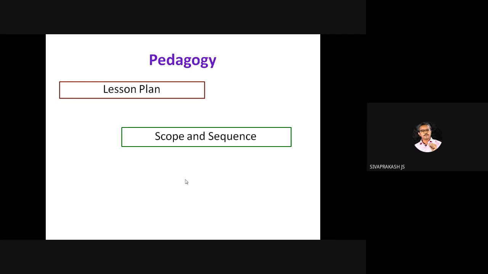So pedagogy deals with curriculum. Let the curriculum be whatever, strict curriculum or lenient curriculum, but the way the lesson plan and scope and sequence are drafted makes the students learn better. Right? It can be an international curriculum or CBSE curriculum or a particular university curriculum or a policy curriculum, whatever it may be, but the lesson plan and scope and sequence smoothen that. Right? Am I clear?